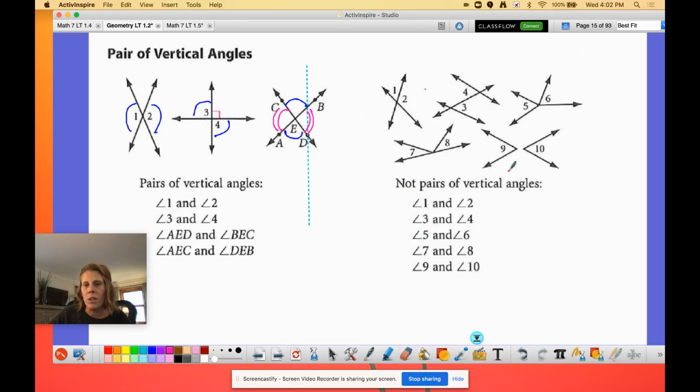Over here, these are not pairs of vertical angles. 1 and 2, that would be a linear pair, not vertical angles. Let's rewrite that. So this one would be called a linear pair. Angles 4 and 3, that's just not vertical angles. 5 and 6, it's not two straight lines intersecting. 7 and 8, also not two straight lines intersecting. And 9 and 10, those do not share a vertex, and so they're not two lines intersecting.